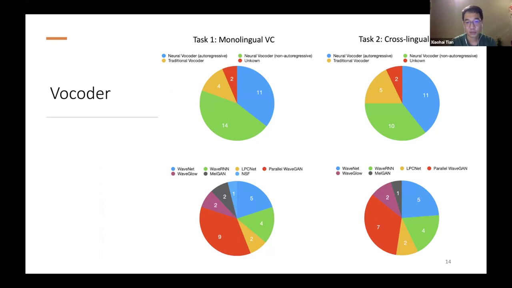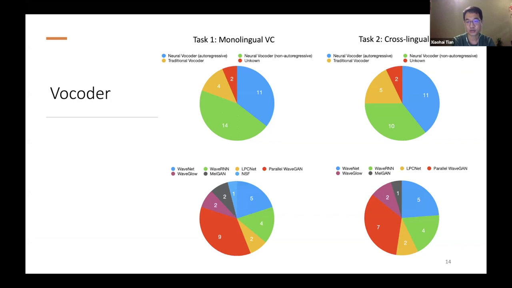From the chart plot above, we can see neural vocoders have been chosen by most of the teams. For task 1, 11 teams choose autoregressive neural vocoder, 14 teams choose non-autoregressive neural vocoder, and 4 teams choose traditional vocoder. For task 2, 11 teams choose autoregressive neural vocoder, 10 teams choose non-autoregressive neural vocoder, and 5 teams choose traditional vocoders.